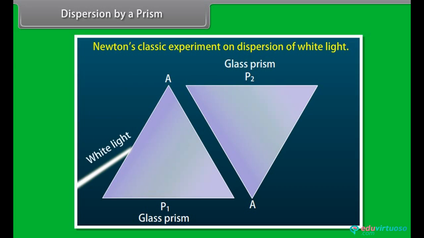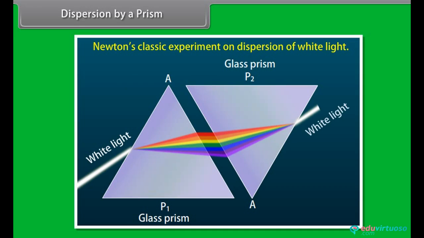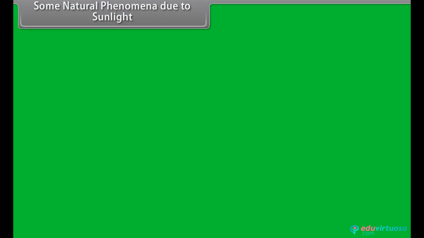Newton's classic experiment on dispersion of white light. The experiment performed by Sir Isaac Newton put another prism, P2, in front of prism P1, but inverted in position, and the emergent beam from prism P1 fell on prism P2, and the emergent beam from prism P2 is white light. Some natural phenomena due to sunlight.